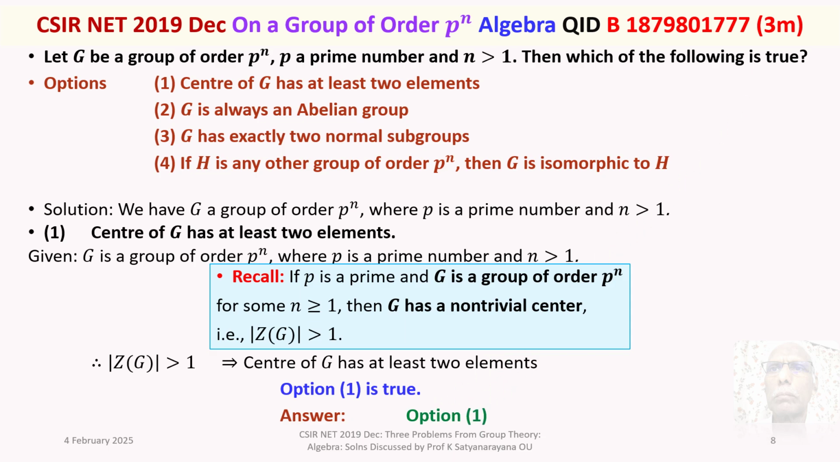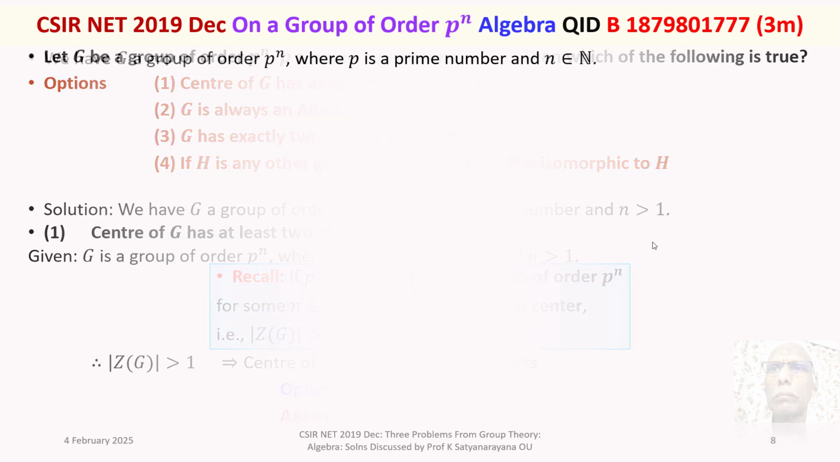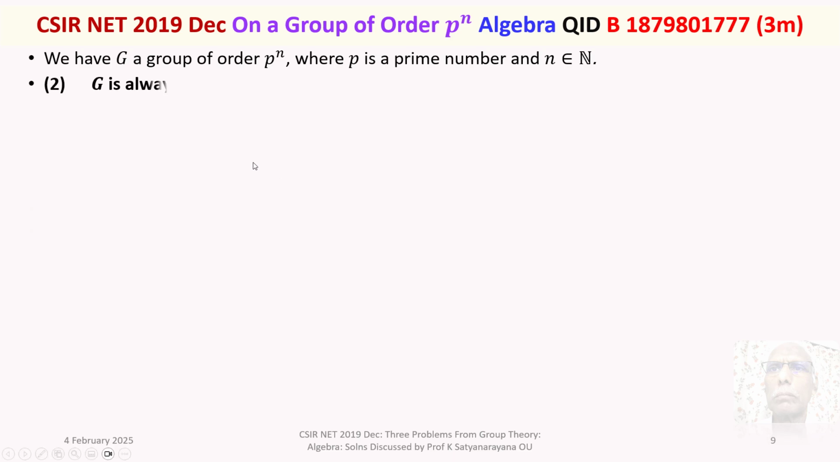Right. Let's move to the next slide, and I will show you options 2, 3, 4 are not true. Option 2: G is always an abelian group. That means G is a group of order p to the power of n, where p is a prime number and n is a natural number greater than 1. It is wrongly written, n should be greater than 1. Is G always an abelian group?